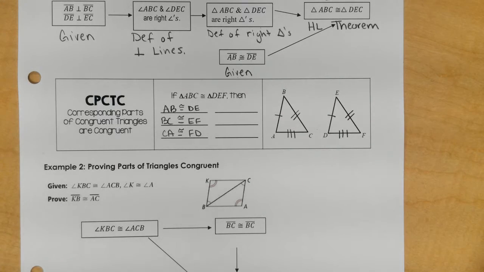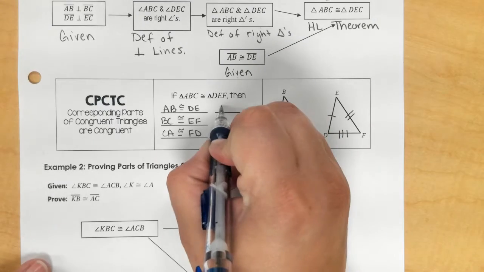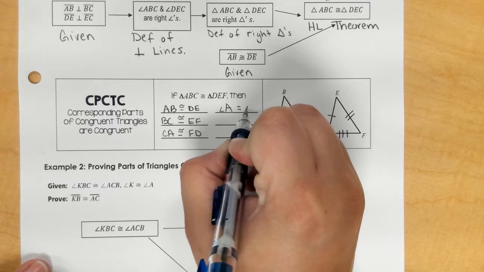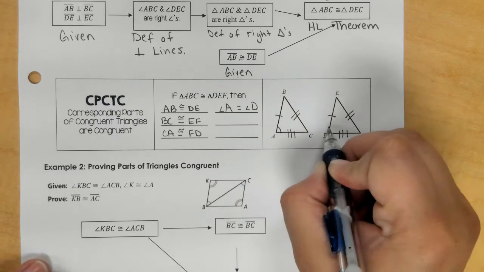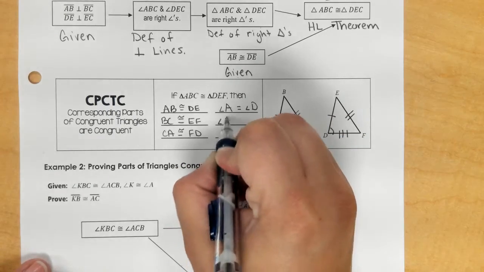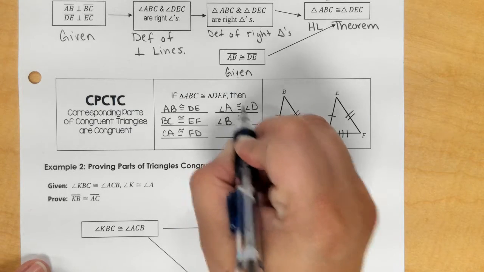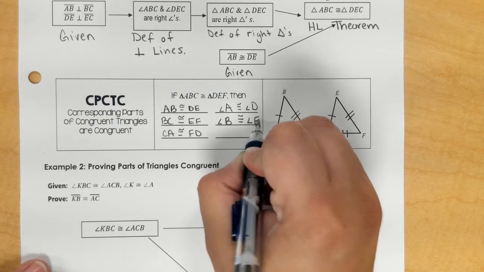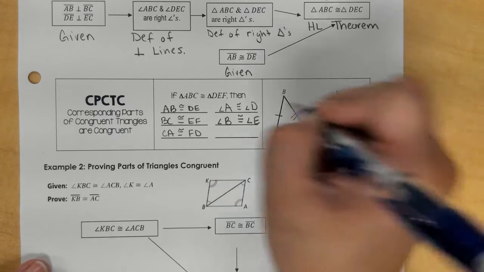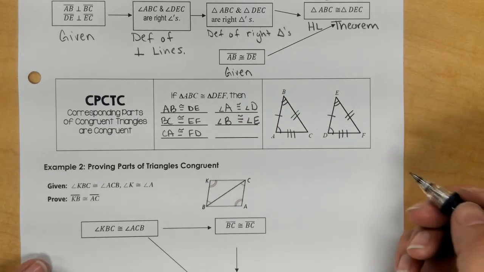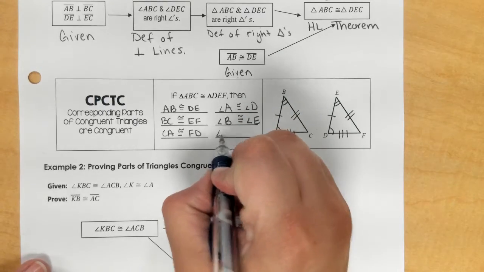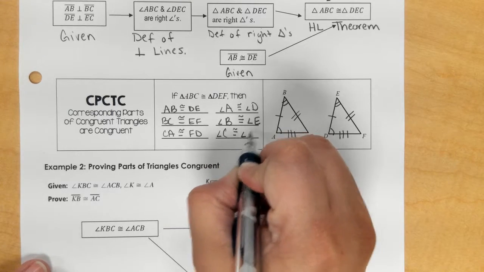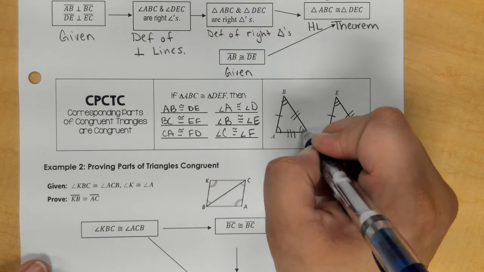Now we look at our angles. So angle A would be congruent to angle D. Angle B congruent to angle E. And then lastly, angle C is congruent to angle F.